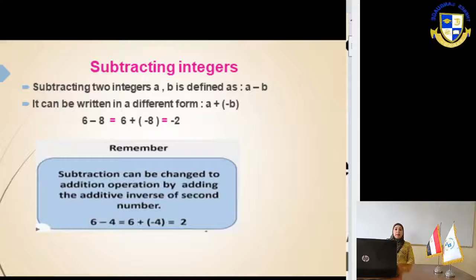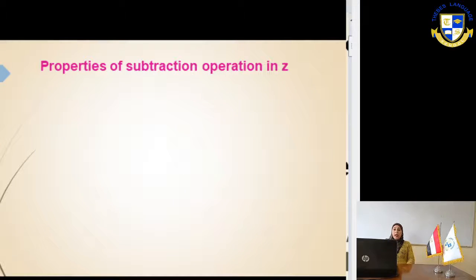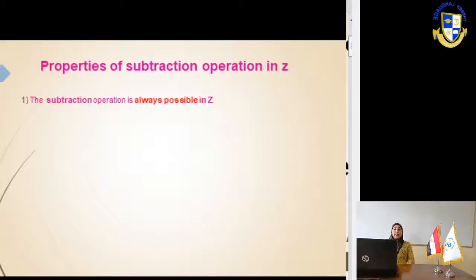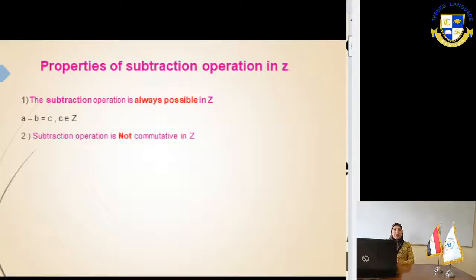Here, let's see the properties of subtraction under integers. The subtraction operation is always possible in integers, because if I'm subtracting any two integers, the answer will be an integer. A minus b equals c, where c belongs to the integers, which means the answer will for sure belong to the set Z.